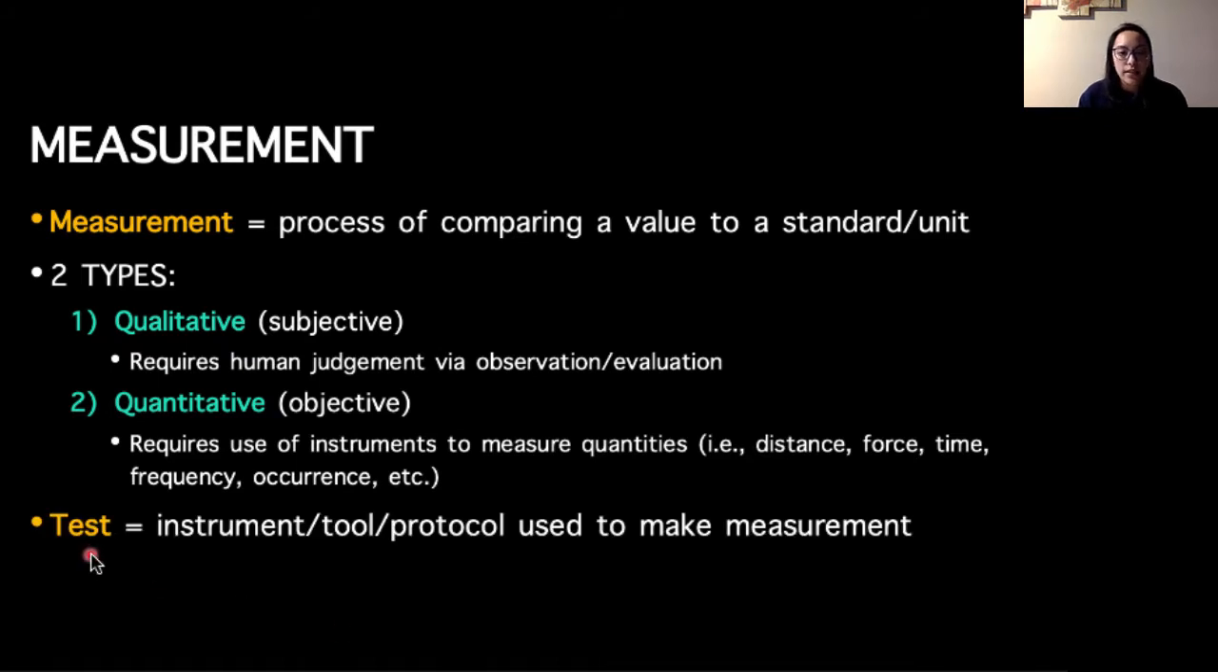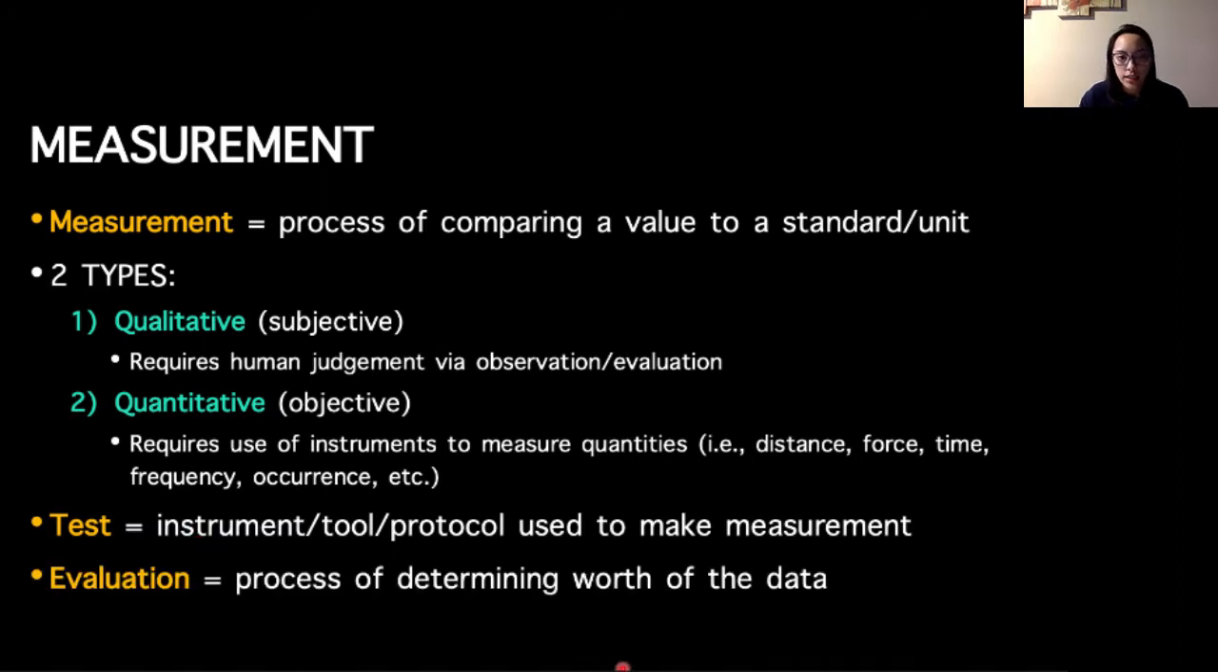A test is the way in which we collect the measurement. So it could be an instrument, a tool, or a protocol. And then the evaluation of that measurement is the process of determining the worth of the data you've collected. So if we're looking at an example of a vertical jump, the measurement of the jump would be height in inches. Let's say it's inches.